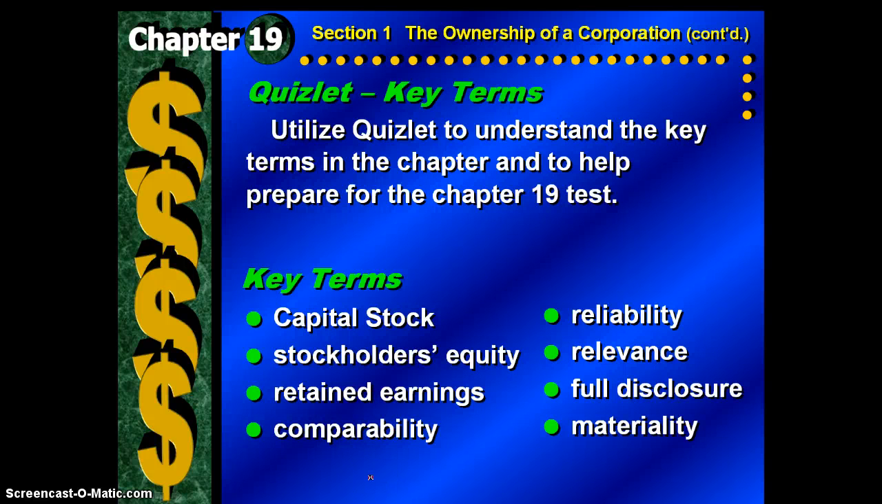And as a reminder, I want to let you know that you need to use Quizlet to understand the key terms in the chapter and to help prepare for the Chapter 19 test. The 5 key terms we just went over: comparability, reliability, relevance, full disclosure, materiality. Also, we need to include retained earnings, stockholders' equity, and capital stock as our key terms. Good luck studying and good luck with Chapter 19.